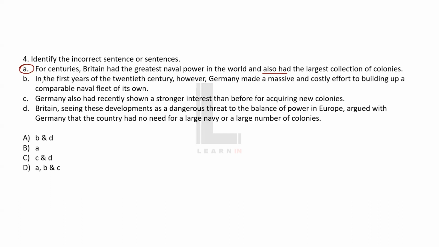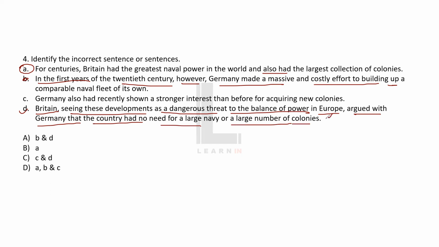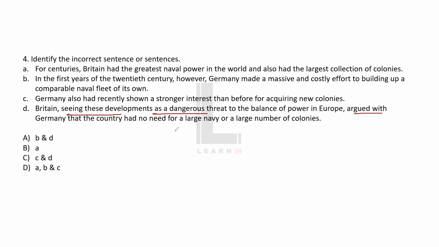In the first years of the 20th century, however, Germany made a massive and costly effort to build up a comparable navy. We didn't need this; we needed option D. Britain, seeing these developments as a dangerous threat to the balance of power in Europe, argued with Germany that the country had no need for a large navy and a large number of colonies. Okay, the country had. D is correct. Now, A is out, and the answer is B or C. One of these. Now we have to check B and C.